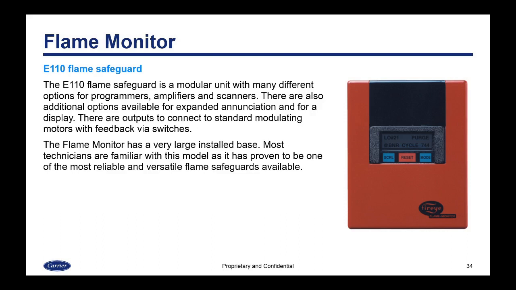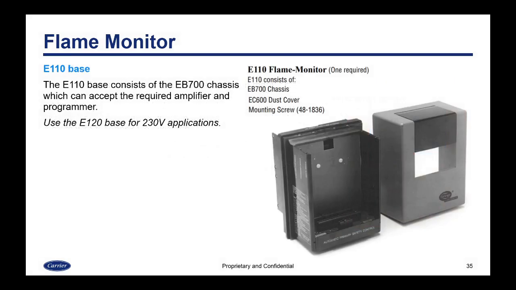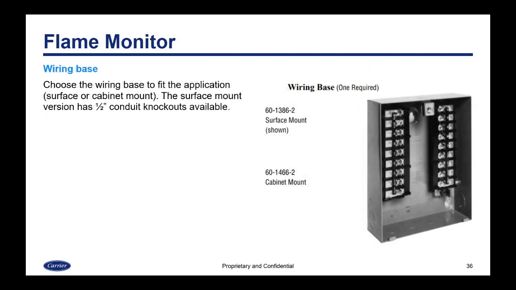So the flame monitor has been around the longest. It is a very large installed base. A lot of people are familiar with it, and many technicians are familiar with the model, and it has proven to be one of the most reliable and versatile flame safeguards available. So here's the base, and it contains the EB700 chassis, which can accept the required amplifier and programmer. There's also a 230 volt version. There's a wiring base, and we have two kinds, a surface mount and a cabinet mount. And the surface mount has conduit knockouts for standard use.